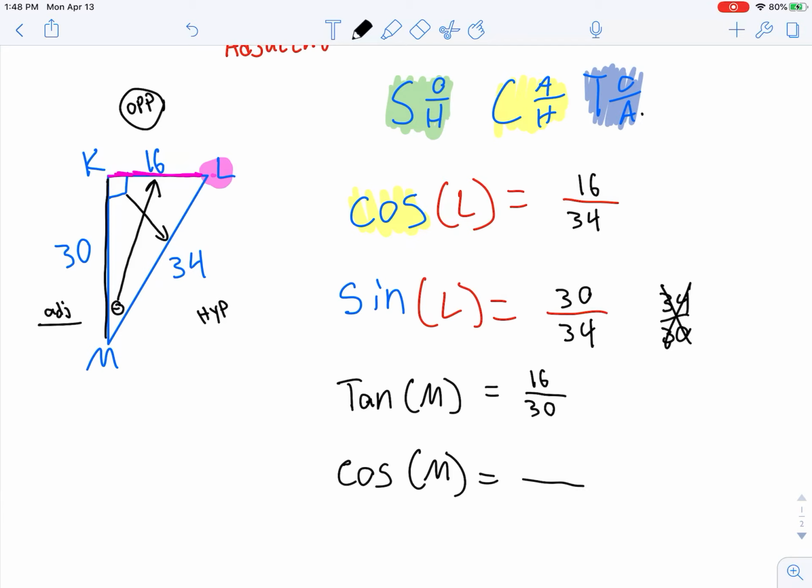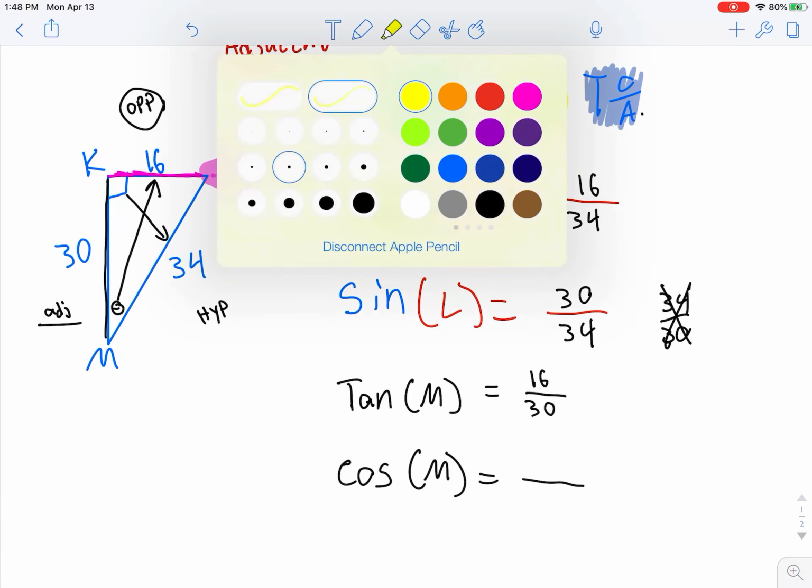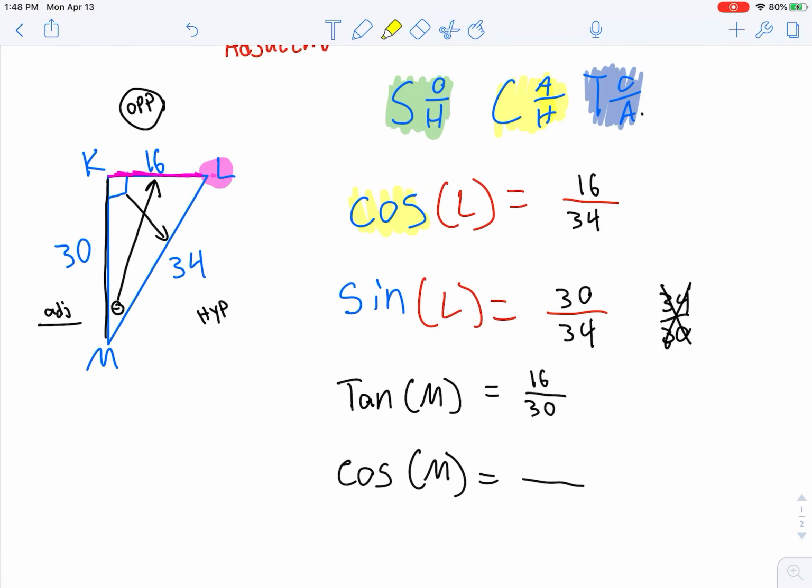Cosine. Alright, back with cosine. That used adjacent and hypotenuse. So my adjacent is on top, so I go find my adjacent. Here he is. That's 30, so it's on top. And then I use my hypotenuse. There's my hypotenuse. It's 34, so he goes on the bottom. There you go. And that's pretty much it.